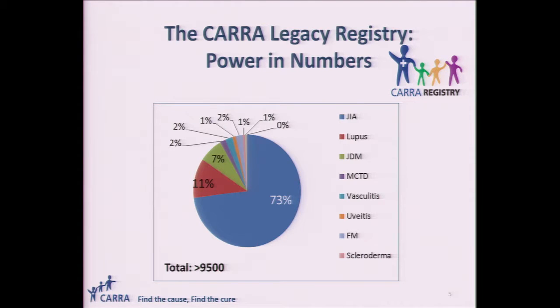So JIA, juvenile idiopathic arthritis, is one of the diseases that is not considered rare. That comprises 73% of the patients in our registry. But you can see all the others are very rare. I study lupus, and that's the next biggest one in the teens percent. But some of the other diseases we take care of, like pediatric scleroderma, are just extraordinarily rare. And the question was, how do we go about learning anything about these populations of patients?